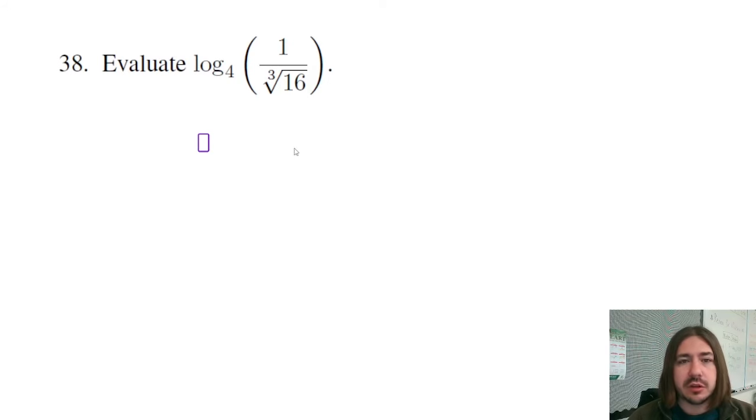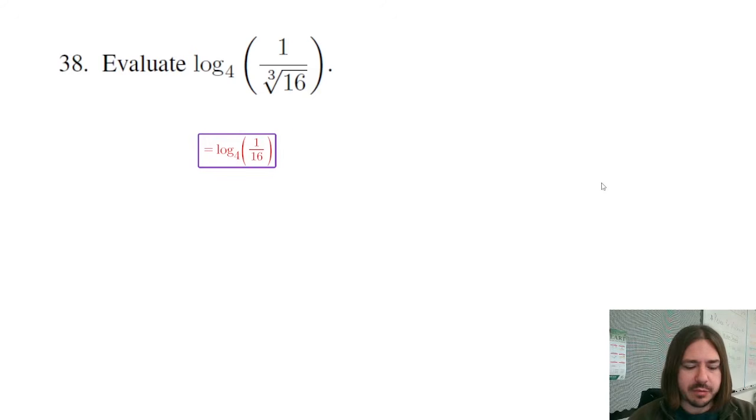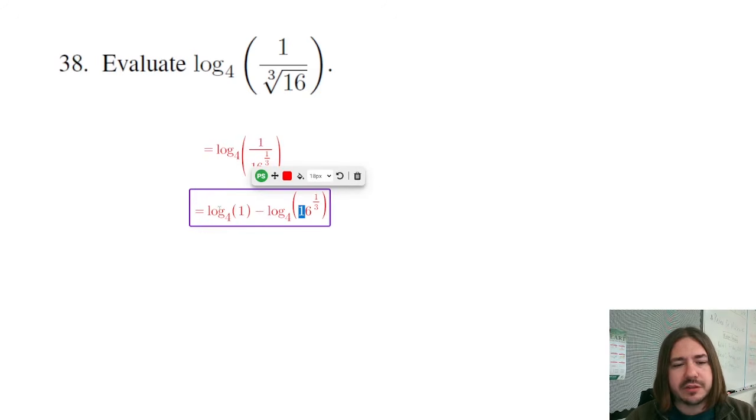So we're going to use our logarithm properties to simplify this, and then hopefully it will be easier to evaluate since we don't get to use a calculator. This cube root of 16 is really the same thing as 16 raised to the 1/3 power, so I'm going to take advantage of that. But first, before I do that, I'm going to use my quotient property to split this up as log base 4 of 1 minus log base 4 of 16 to the 1/3. After this, we can start to evaluate.